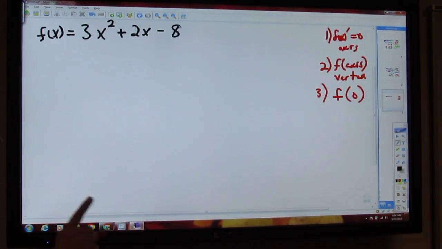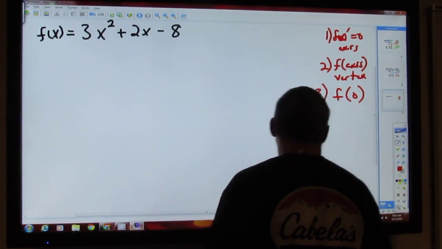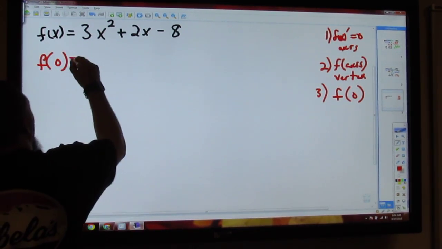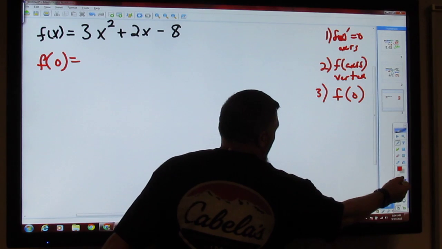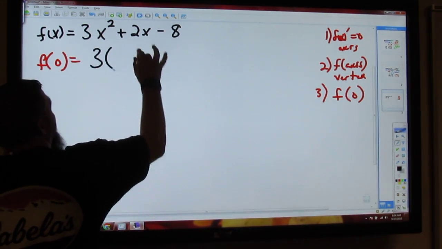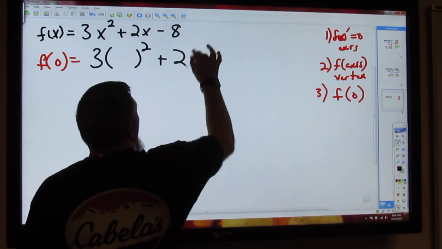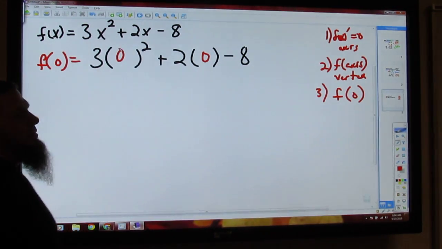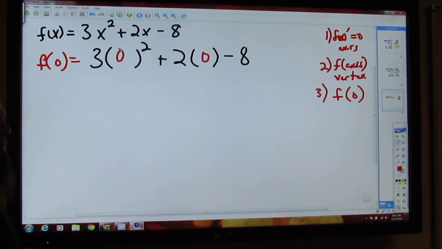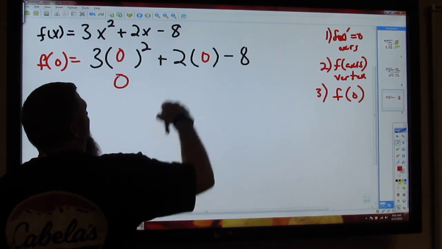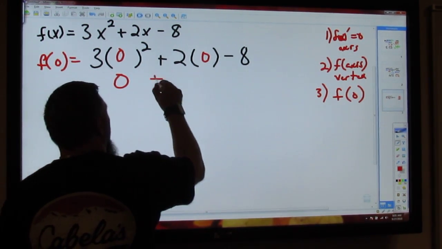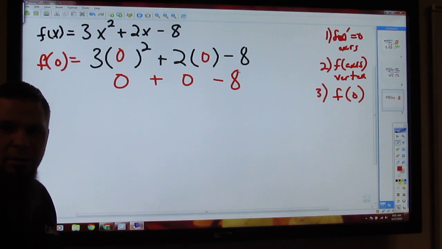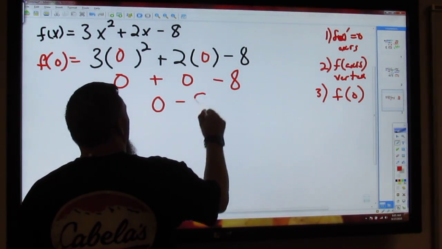To find f of 0, I take 3x squared plus 2x minus 8 and plug in the zeros. What's 0 squared times 3? That's just 0. What's 2 times 0? That's just 0, minus 8. What's 0 plus 0? 0. Man, you guys are on a roll. So what's 0 minus 8?